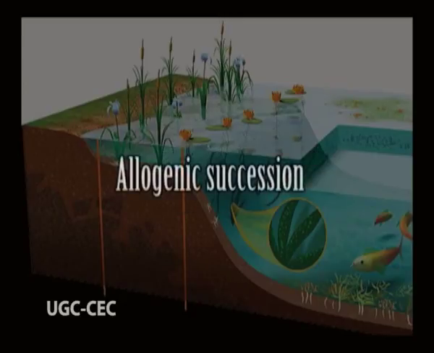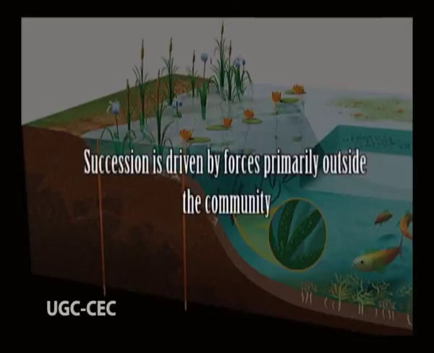Another type is allogenic succession. In some cases, replacement of one community by another is largely due to forces other than the effects of communities on the environment. That is, succession is driven by forces primarily outside the community.